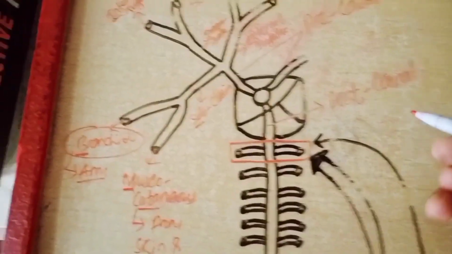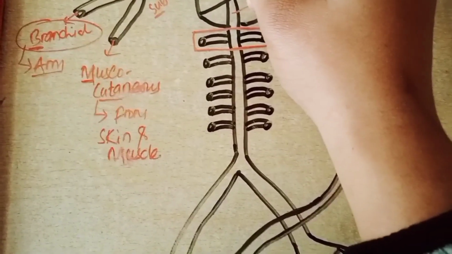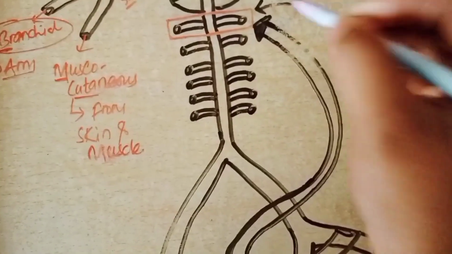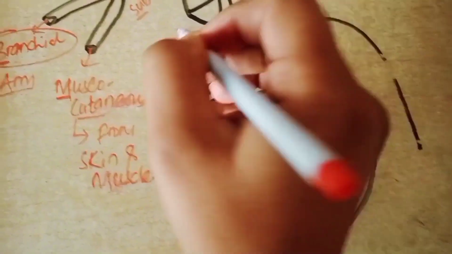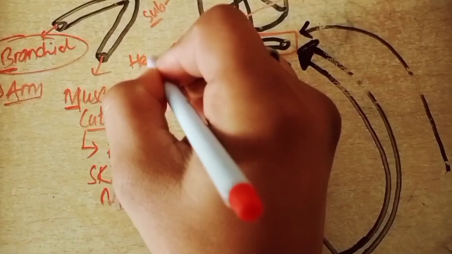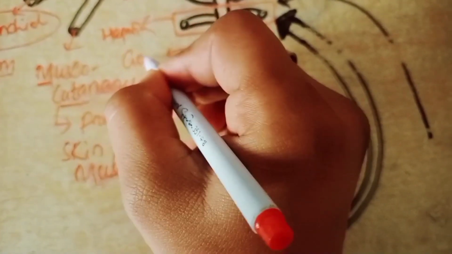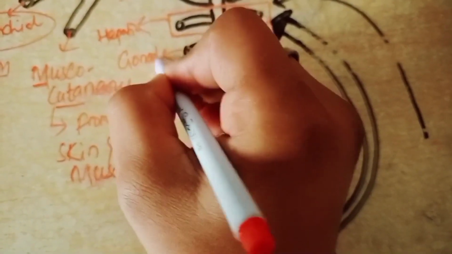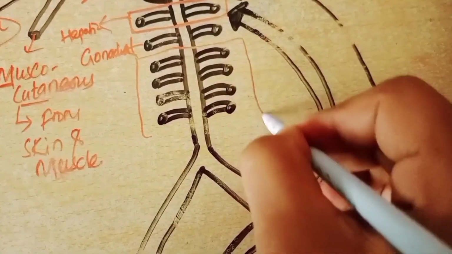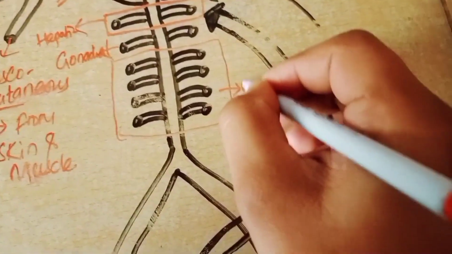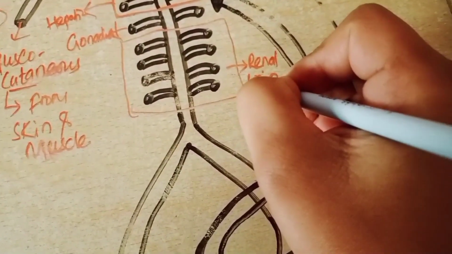And now about postcaval. Frog has one postcaval, and the postcaval has one pair of hepatic vein, one pair of gonadial vein, and four or five pairs of renal veins, which collect blood from the kidney.